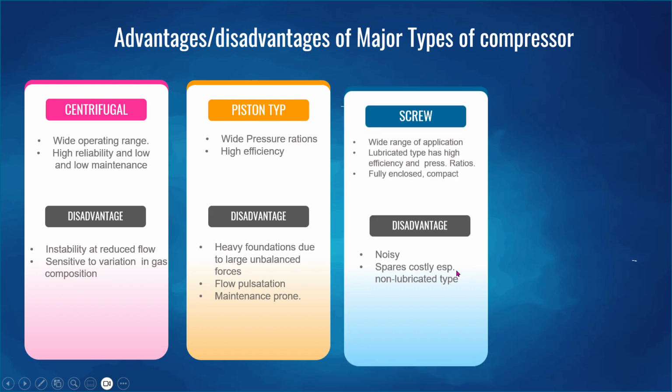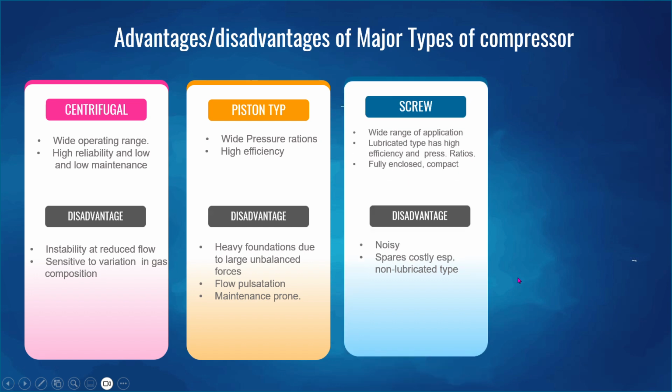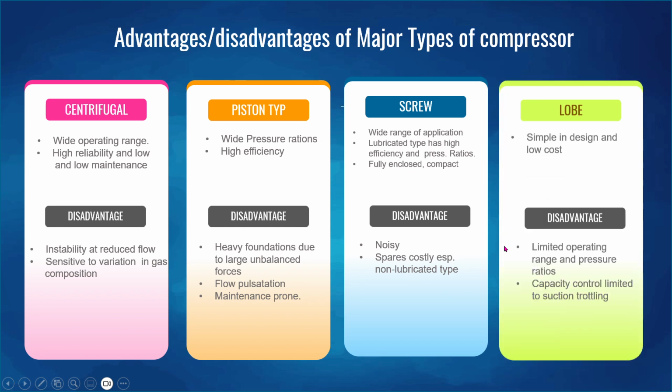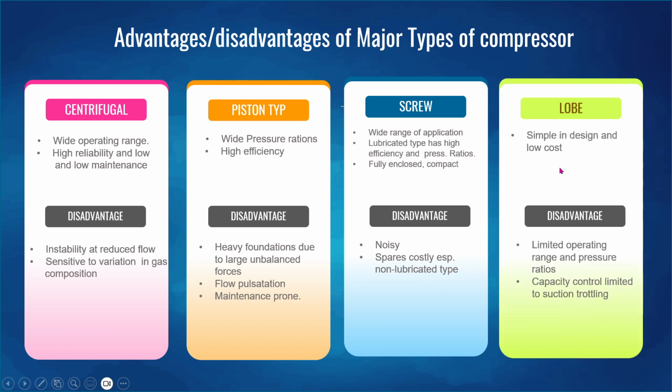Maintenance is also very high. Then screw type: wide range of application, lubricated and unlubricated both types are available. Lubricated types have high efficiency and pressure ratio, fully enclosed and compact. But as it is screw type, it is noisy and spare parts are very costly. And the last one is the lobe type, simple in design because normally we use two lobes. It has a limited operation range because the pressure ratio is very low, and capacity control is limited to suction throttling only. Nothing else can be done, but here a lot of control is possible.